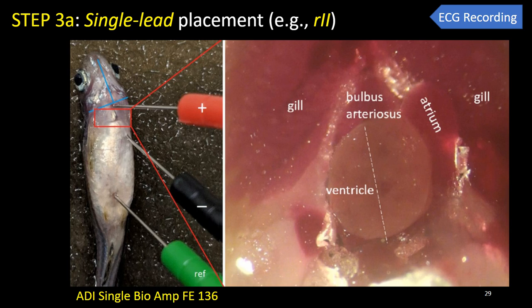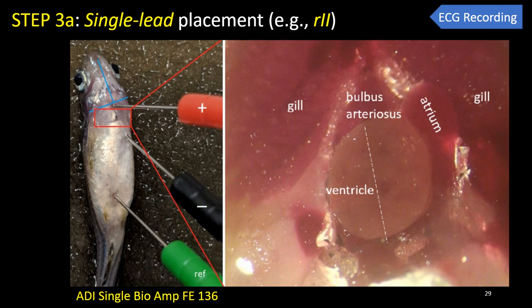We can record from any lead we wish, but the standard zebrafish single lead is reversed too. This lead configuration is obtained by positioning the red positive electrode in the ventral midline at the level of the bulbous arteriosus, 1 to 2 millimeters above an imaginary horizontal line connecting the 2 lower edges of the operculums, as shown here in blue. Then use this positive electrode as reference to position the black negative electrode caudally and 1 millimeter left laterally, at a distance greater than the maximum length of the ventricle.